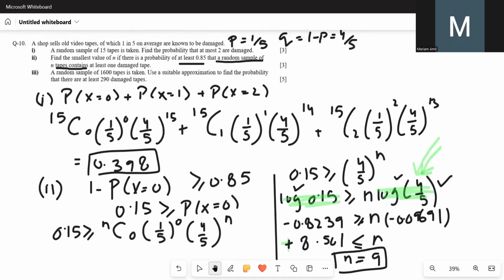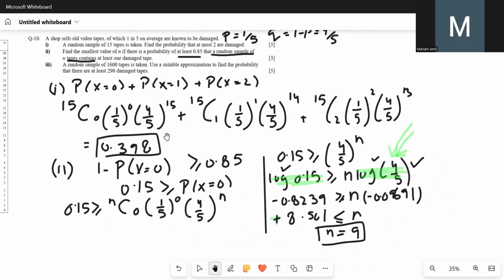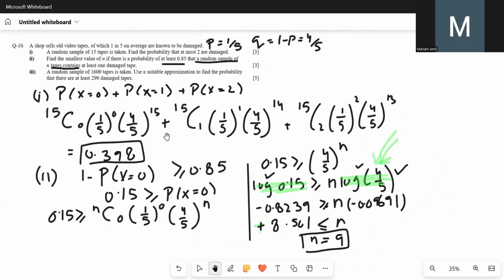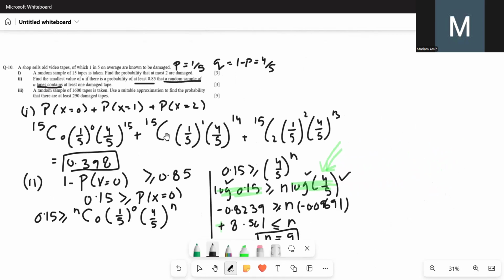All right, part 3. A random sample of 1600 tapes is taken. Use a suitable approximation to find the probability that there are at least 290 damaged tapes. Okay, so use a suitable approximation means we're converting binomial into normal. So probability that there are at least 290 damaged tapes. So x is greater than or equal to 290.